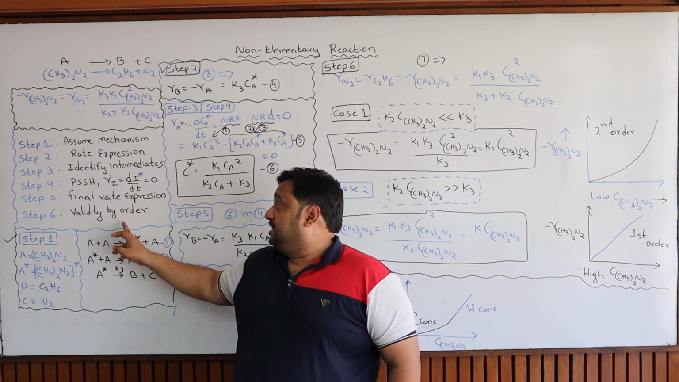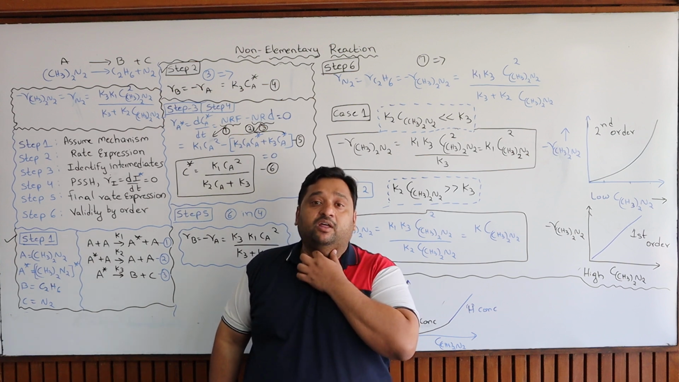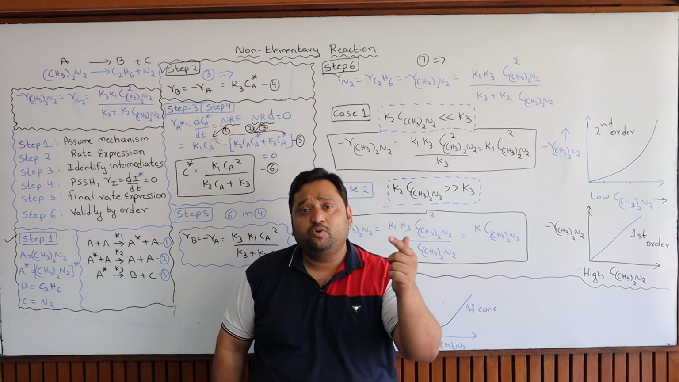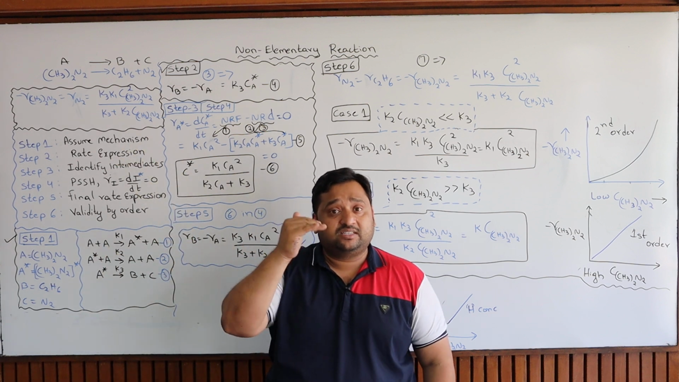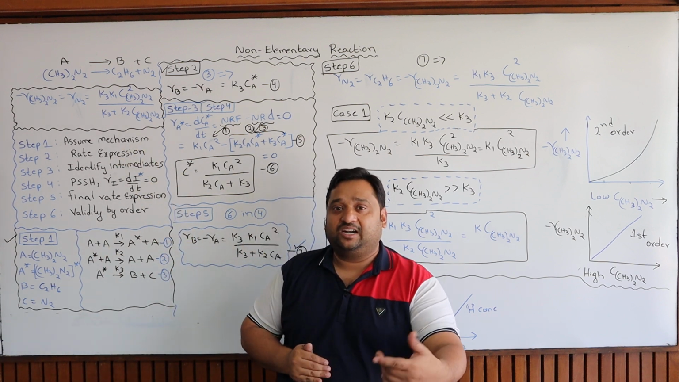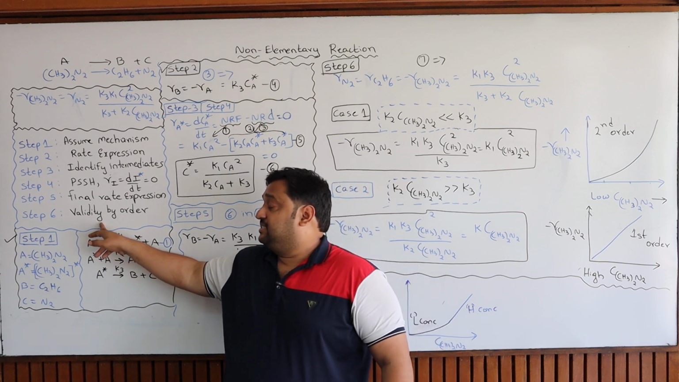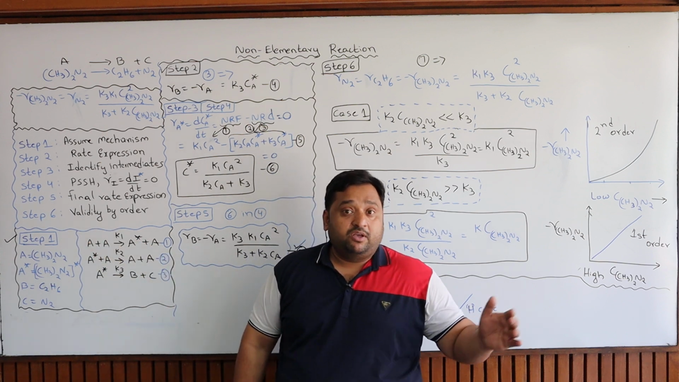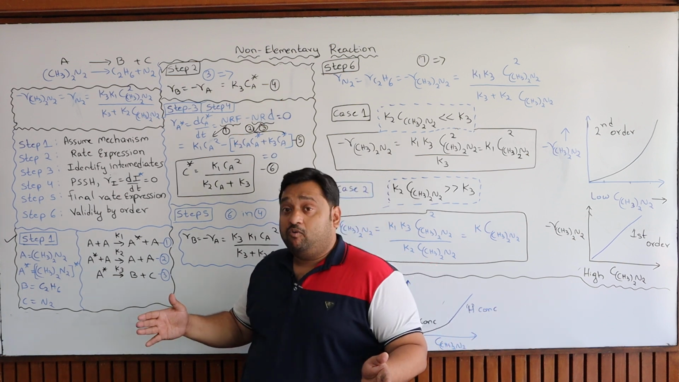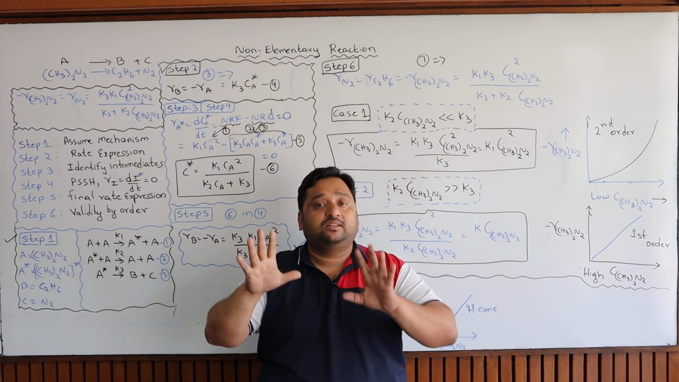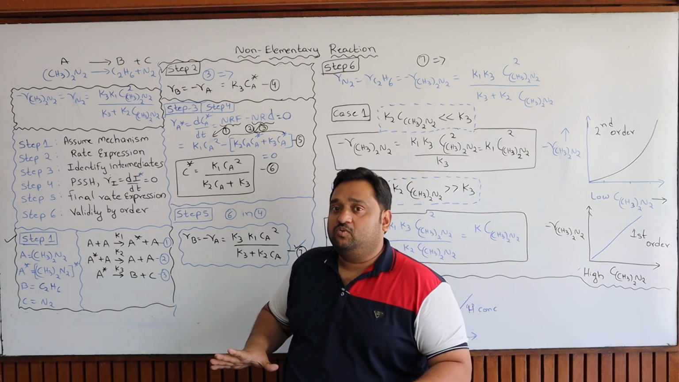And the sixth step is validity by order. You have got the rate expression, but how do you know whether the mechanism you assumed and the steps you wrote down are correct or not? In the final sixth step, we validate with experiments that the assumed mechanism is correct. So, let us do those steps.